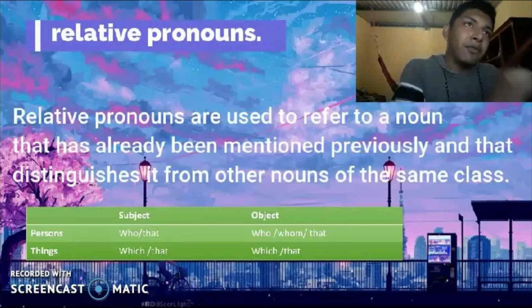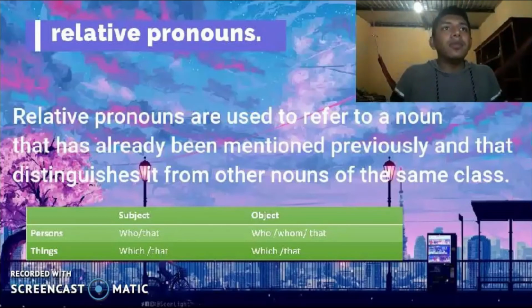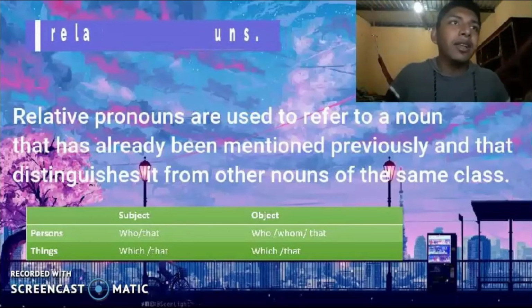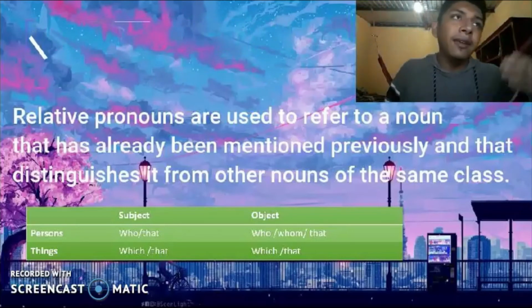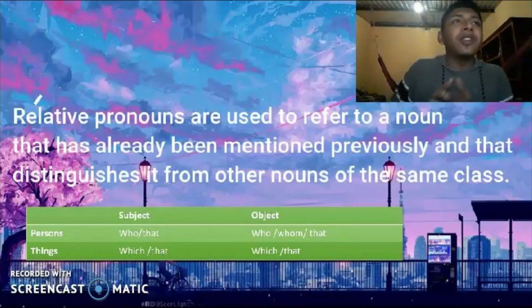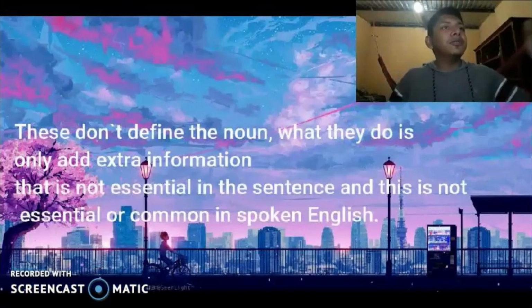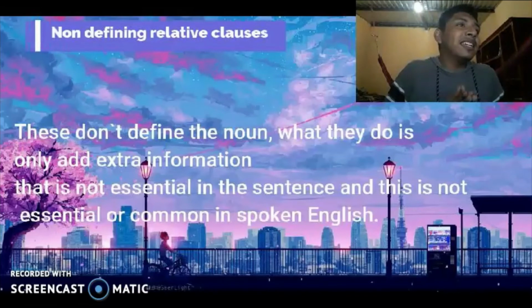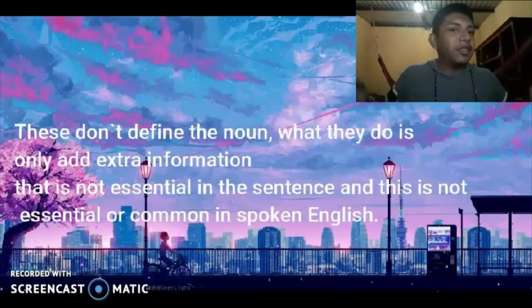Here we have the relative pronoun who that refers to the previous noun, in this case, man. And also we use the relative pronoun which in the same way as who, except for the fact that which is used when we refer to things or animals. Now, I want to add something about the non-defining relative clauses. These don't define the noun. What they do is only add extra information. So, it's very easy to understand.